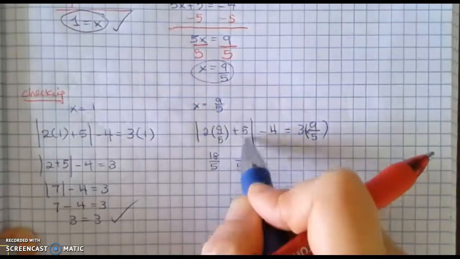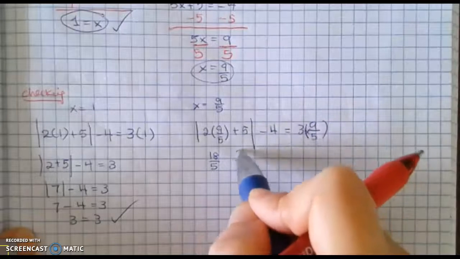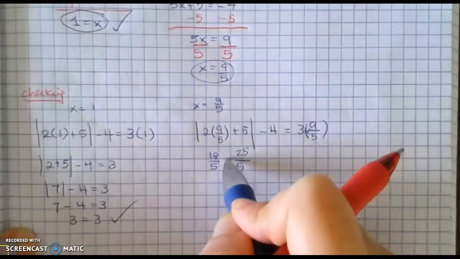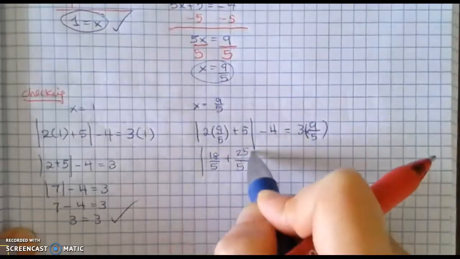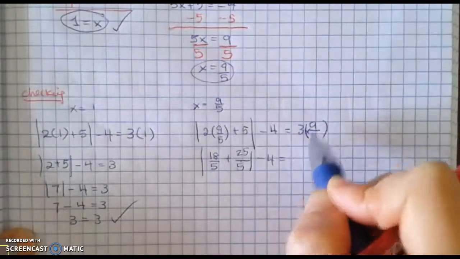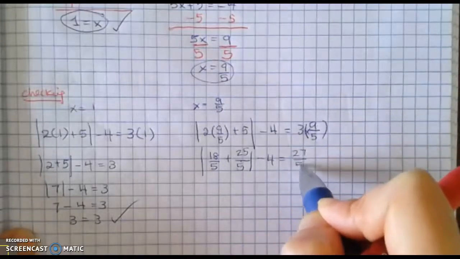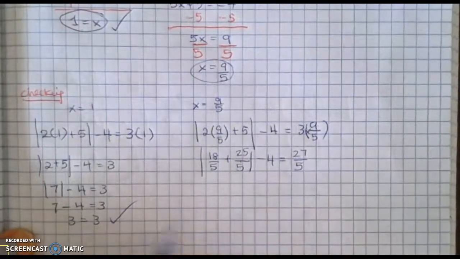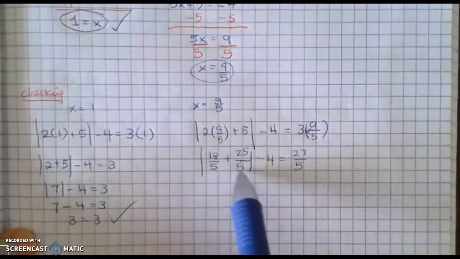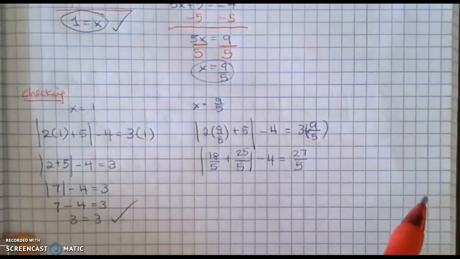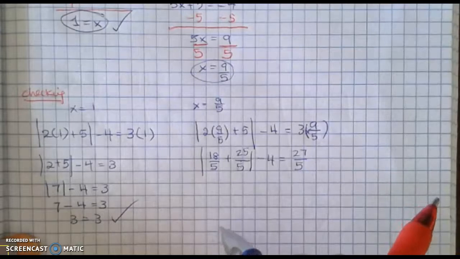That means, how can I change this 5 to be some number over 5? I multiply that by 5. 5 times 5 is 25, because 25 over 5 is the same as 5 exactly. And I am adding those. Minus 4 is equal to, okay, 3 times 9 is 27 over 5 now. Okay, now I should be dealing with my fractions. Since they have the same denominator, I can just add the top. 18 plus 25. Okay, I think I've made a mistake.